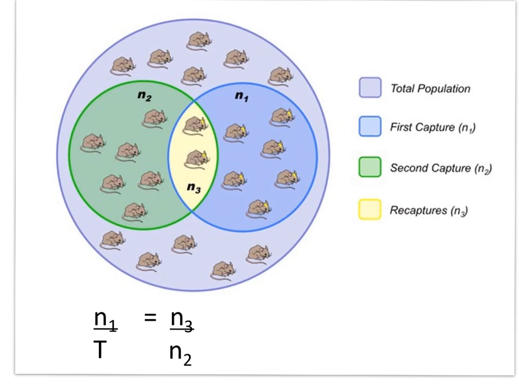Maybe you can see the relationship here. The number marked in the first sample relative to the whole population is proportional to the number marked in the second sample relative to all the animals caught in the second sample. Number marked in the first capture mark phase over the entire population is equal to the number marked in the recapture phase out of all animals caught in the recapture phase.